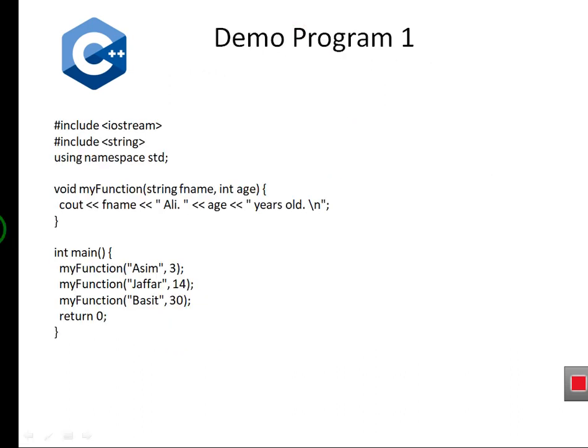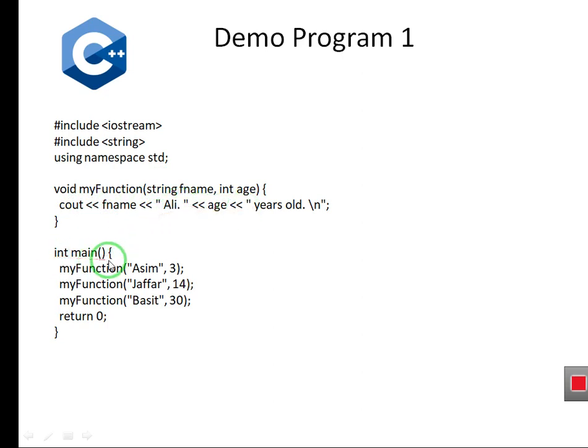You can see in this program we have these three common lines. After that we create our user defined function. Void is the data type, myFunction is the function name. Here we have a string fname. Fname is a parameter which takes string data, and comma, as we have learned, separates our parameters. We have another parameter, age, whose data type is integer. Clear? For fname, the user gives the argument.